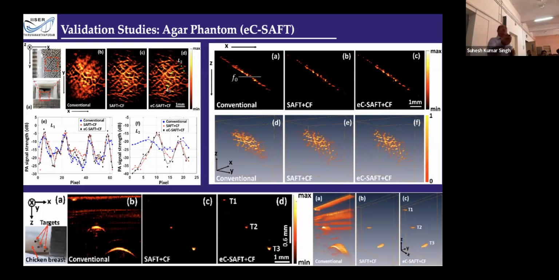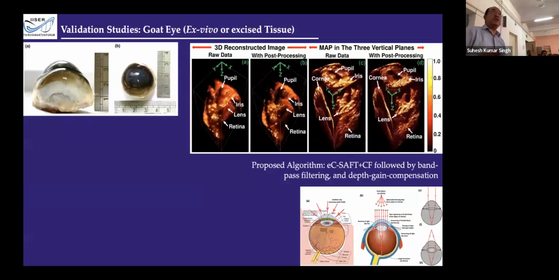Okay, then we tested that on chicken breast, where we embedded pencil lead that mimics a blood vessel, and at the same time we did it for this one in the agar also. Okay, so this is what I was talking about as ex vivo samples, for the transition to clinical applications. Next, other applications we are looking forward to: whether we can use this for ophthalmic applications.